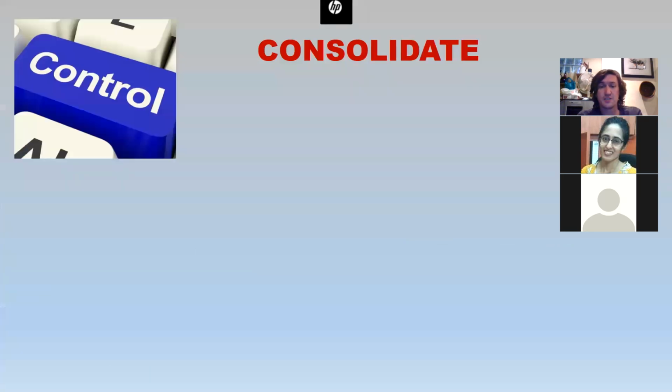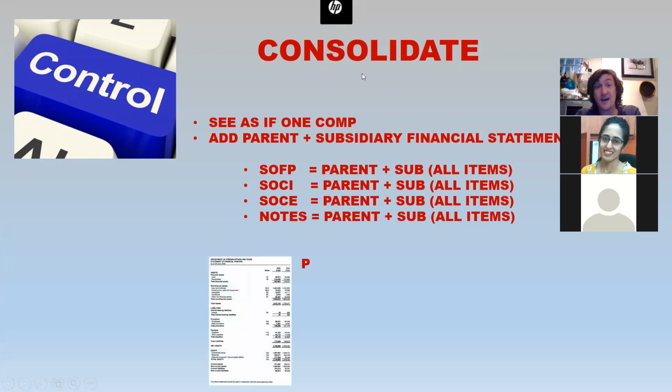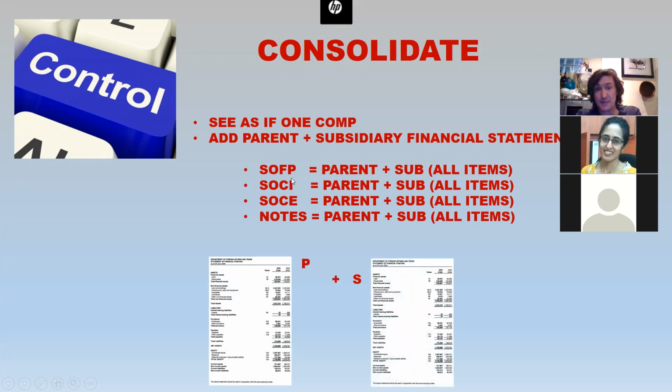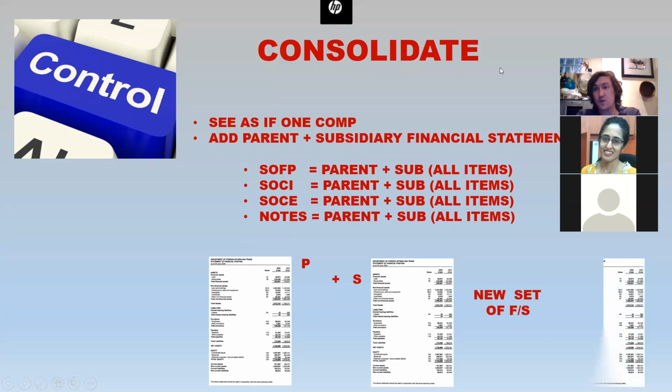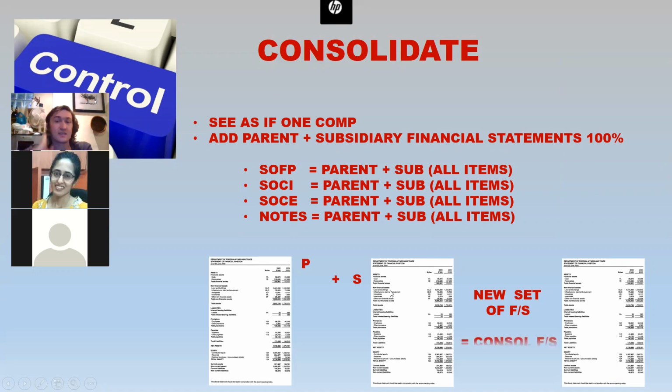So just to put this into layman's terms, if we consolidate, and I want to bring this across, I'm seen as if I'm one. So my parent and subsidiary, everything in the statement of financial position, statement of profit and loss, statement of changes in equity, and my notes, I add 100%. The parent plus the subsidiary, and I get a third set, a new one: the statement of financial position, statement of profit and loss, cash flow statements, the consolidated financial statements. In there, I need to be able to account for intergroup transactions, etc., etc.